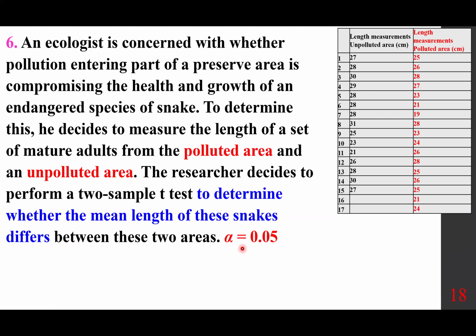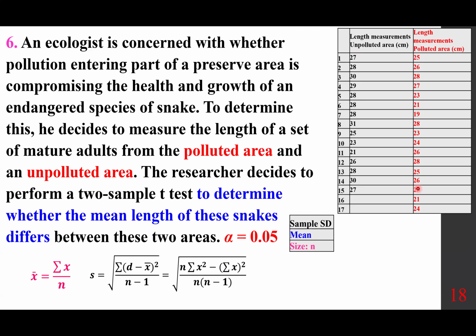So in order to do that, we have to look at a few things. The size for this group is 15, for this group is 17. The mean: add these numbers, divide by 15. For this one, add these numbers, divide by 17. And then we have the standard deviation, the summation of x minus x bar squared, over n minus 1. This is x, everybody.